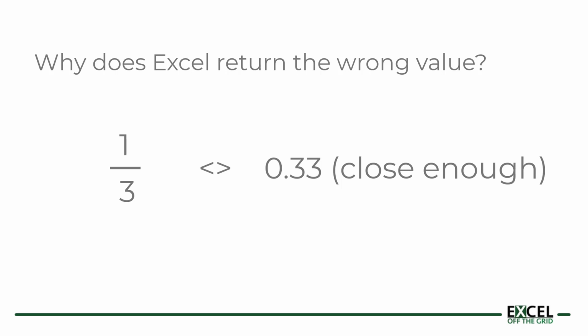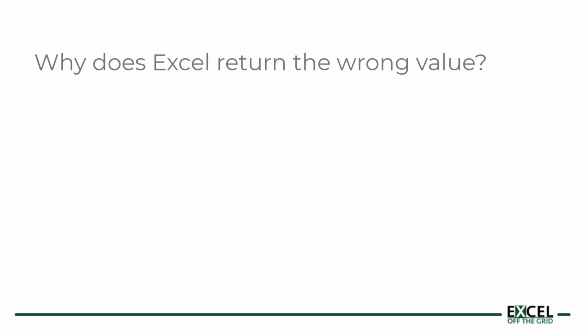Computers calculate numbers using binary. In the background, there is a conversion that takes place to change the binary to a decimal so that we humans can understand it.